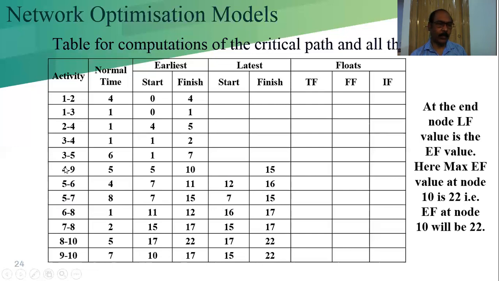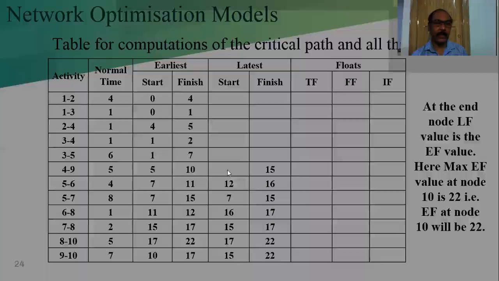Now we are going to calculate 4 9. So where is the 4? We have to check. Where is the 9? This is the 9. See, 4 9. That 9 we have to search here. What is the start time? 15. 15 will go here. We are going to calculate 4 9. So what is the successor? That successor node we have to search here as a predecessor. 9 is the predecessor of the 10, and what is the value? 15. That 15 will go there. And 15 minus normal time 5, so this will be 10.